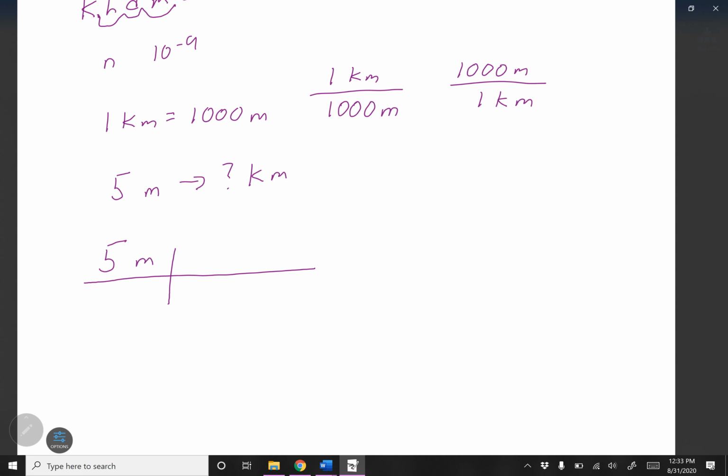So how do I know which one to use? How do I know whether to use 1 kilometer over 1,000 meters, or do I use 1,000 meters over 1 kilometer? Well, the answer is I want to use the conversion factor that ends up canceling out the unit and leaves me with the unit that I want. So here I have meters, but I want to end up with kilometers. Okay, so what goes on the bottom is the meter part. So I'll use this one.